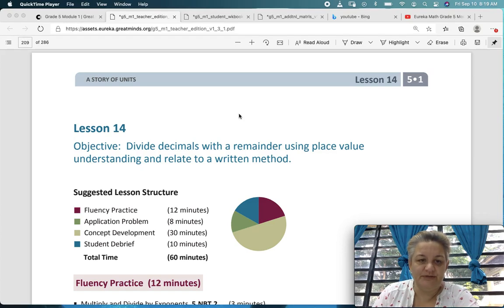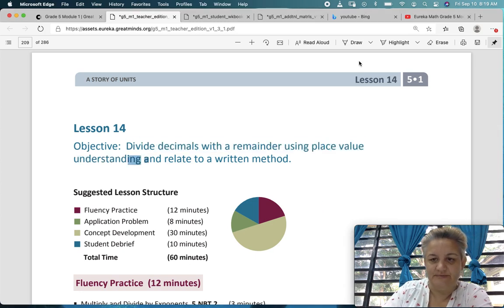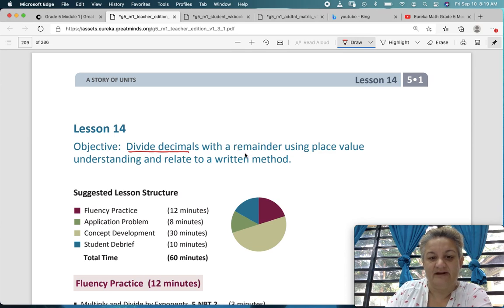Welcome to Eureka Math, Module 1, Lesson 14, and we're continuing practicing division today, okay? So our objective is to divide decimals with a remainder using place value understanding and relate to written method. Okay, what that means is we're dividing decimals, and they're going to have remainders.